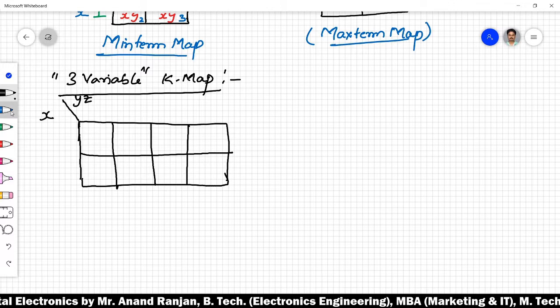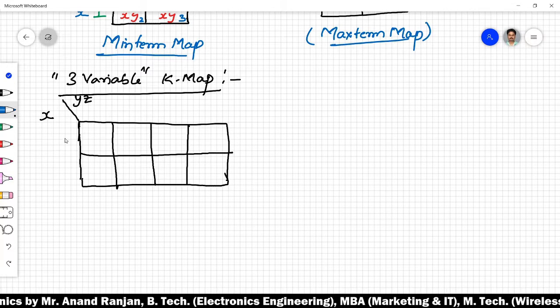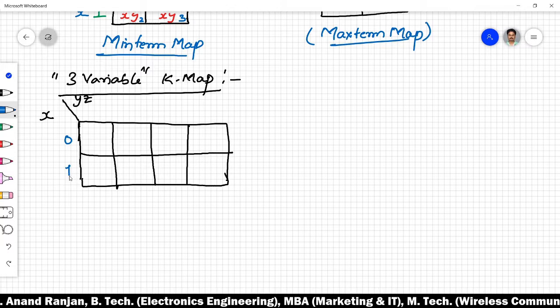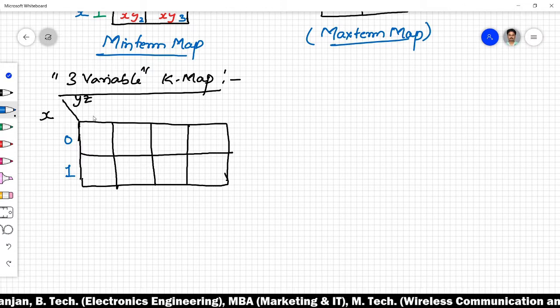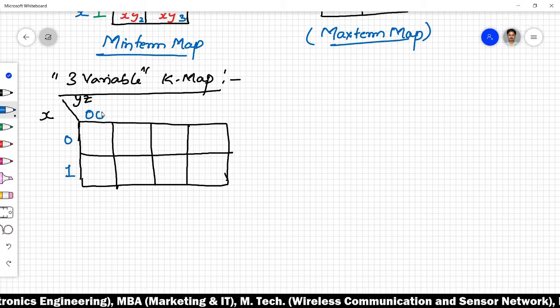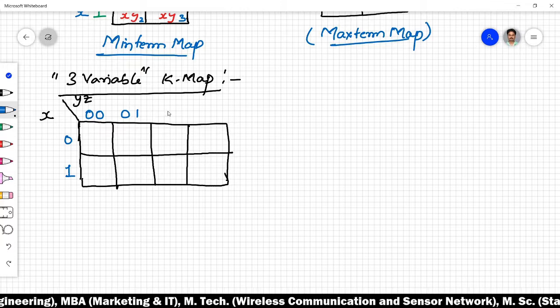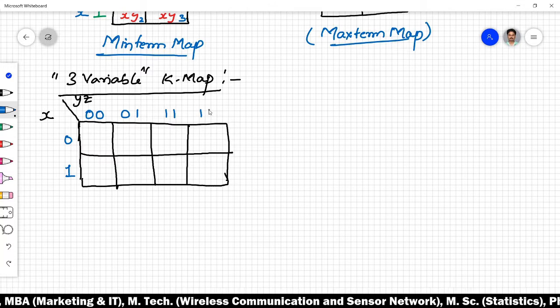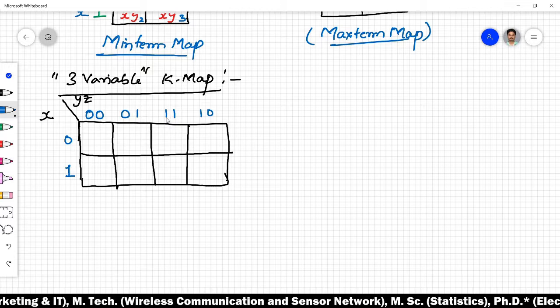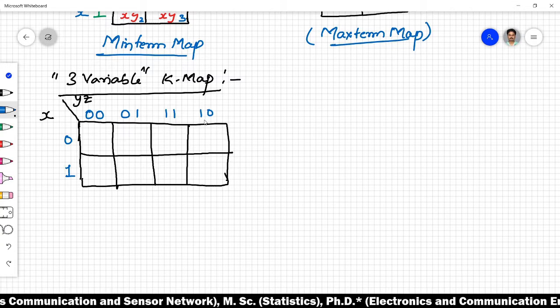As the basics say, with x we have two choices, 0 and 1, while for y and z we can have four different combinations, and these combinations are 0 0, 0 1, 1 1, and 1 0. Intentionally I am writing 1 1 instead of 1 0 in sequence, and we will discuss why I mentioned this 1 1 first, then 1 0 next, very soon.